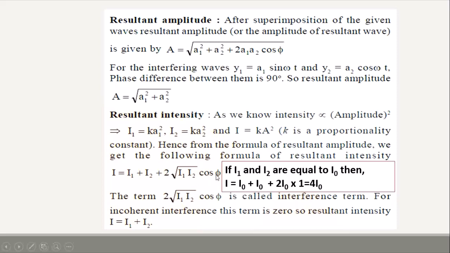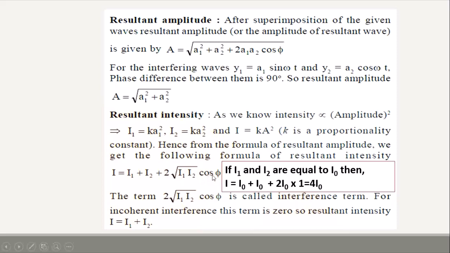If the phase difference is 0, in phase means there is no phase difference. In such a case, constructive interference takes place. So what is the intensity of the resultant wave? You can calculate using this simple formula: I is equal to I naught plus 2 I naught into 1, because cos 0 is 1. Then you get 4 I naught. What is this 4 I naught? 4 I naught is the intensity of the resultant wave. The intensity of the resultant wave for constructive interference is 4 times the intensity of the individual wave. You should remember this important statement.